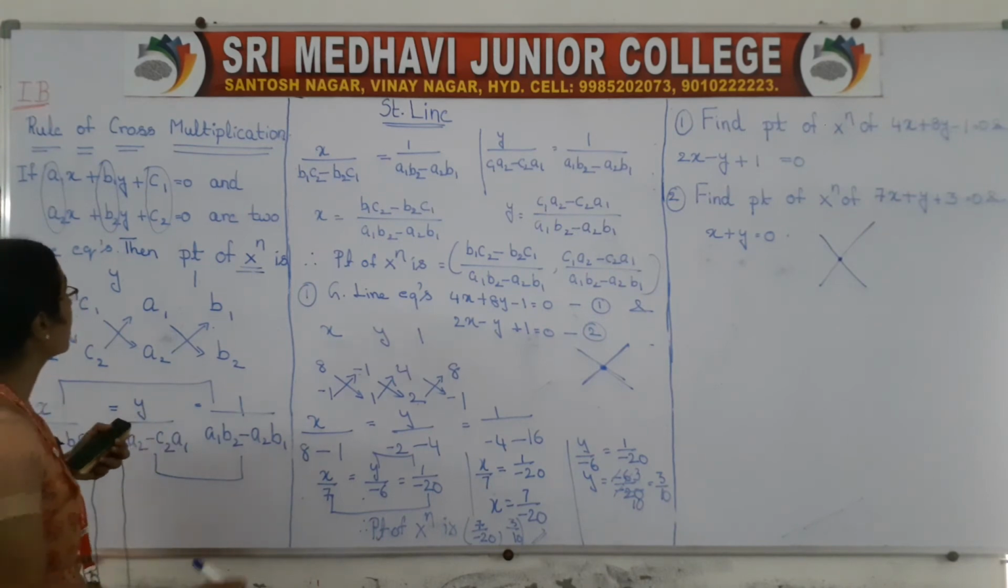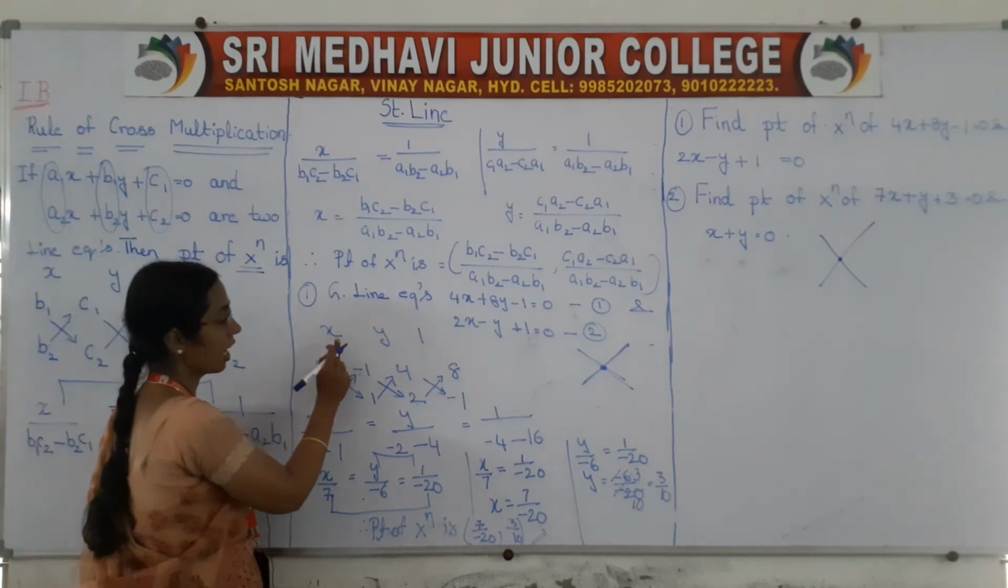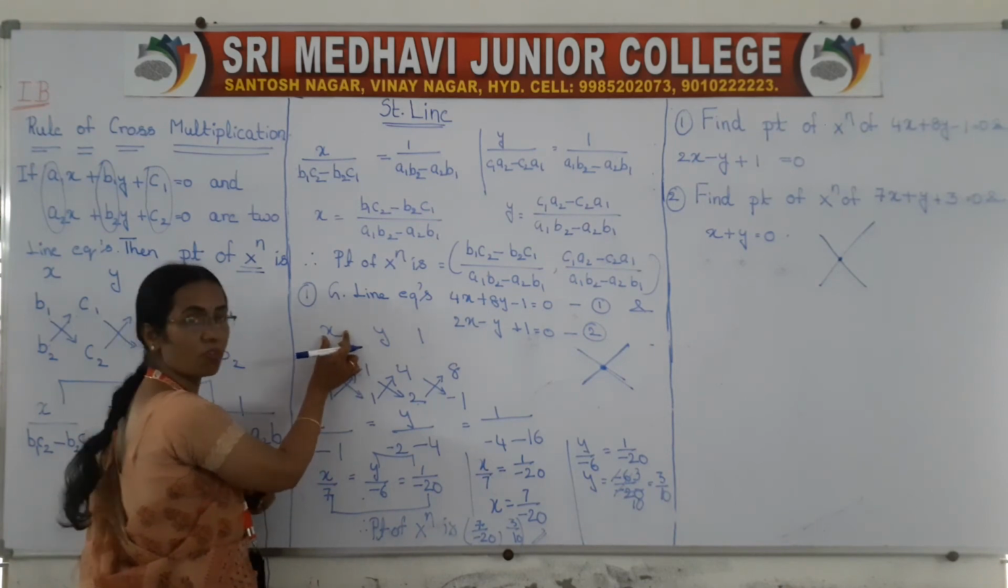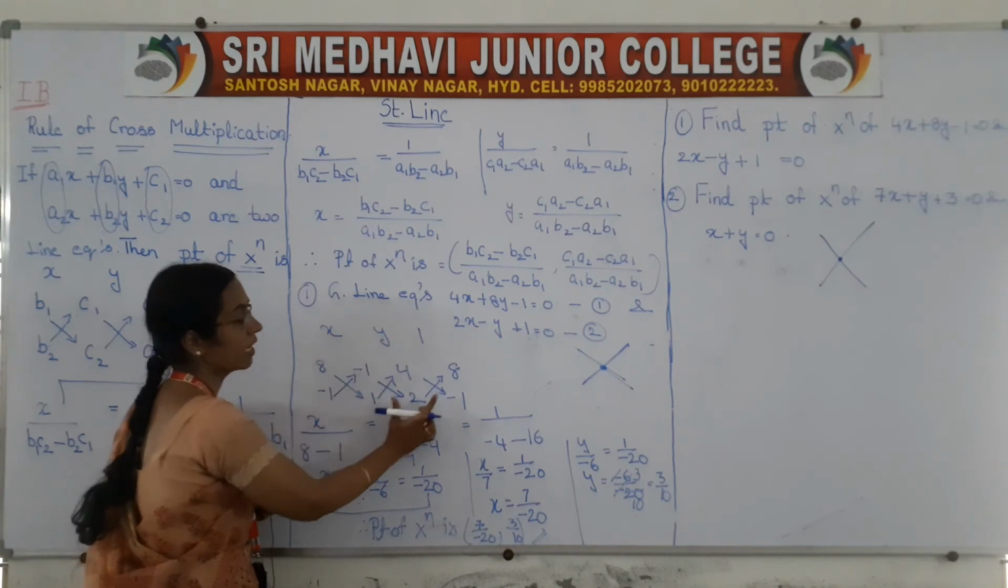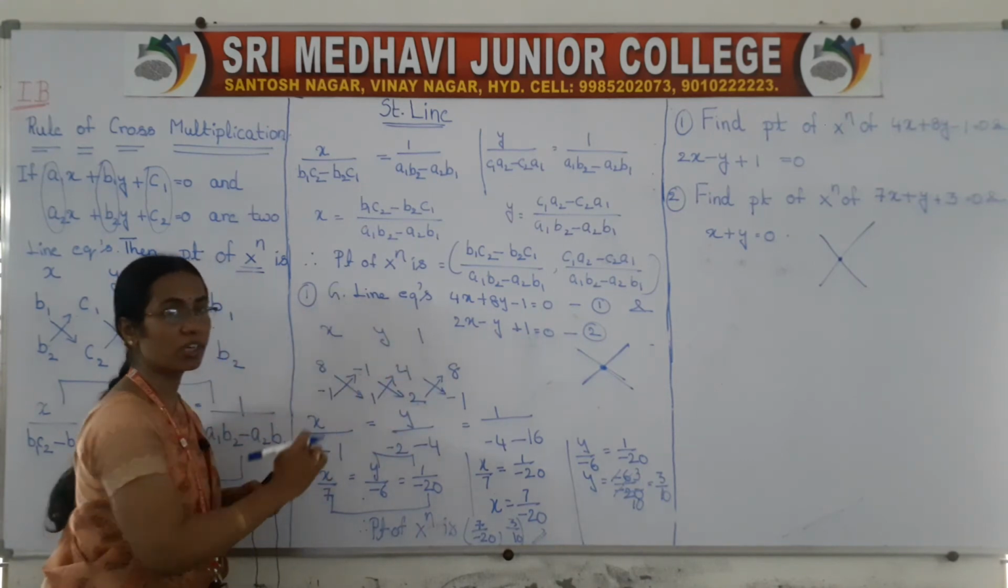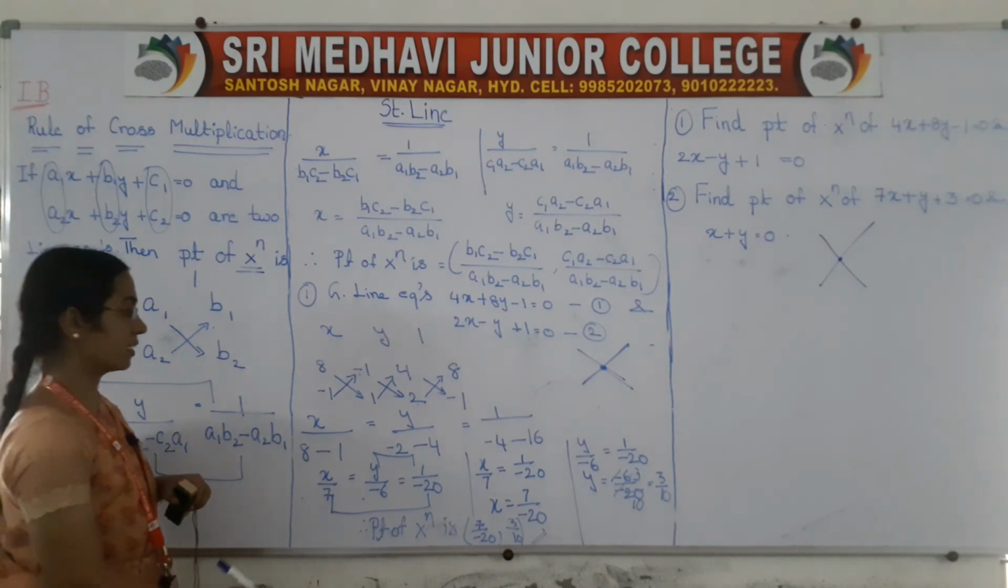That is called the rule of cross multiplication. Upwards we have to write, in between these two we have to write x, in between these two we have to write y, in between these two we have to write 1. This is the procedure to find the point of intersection.